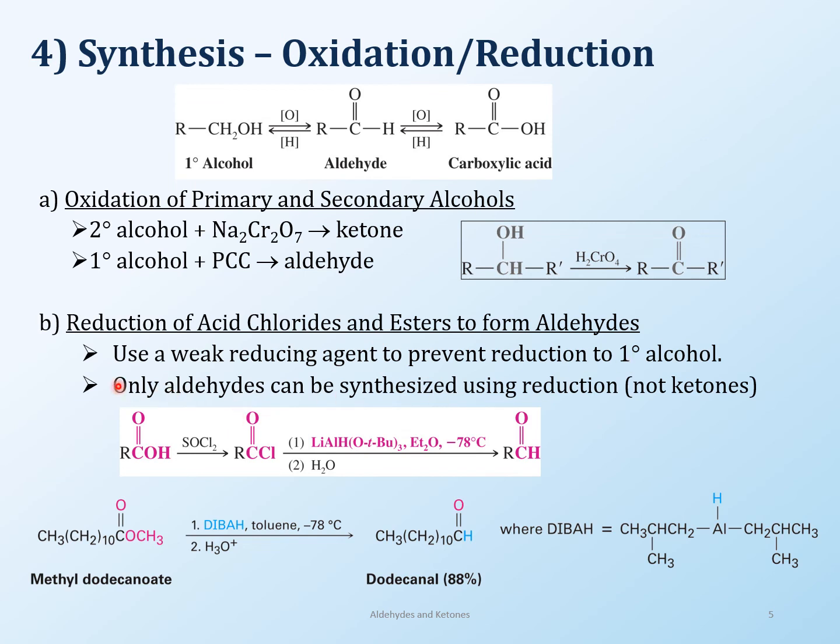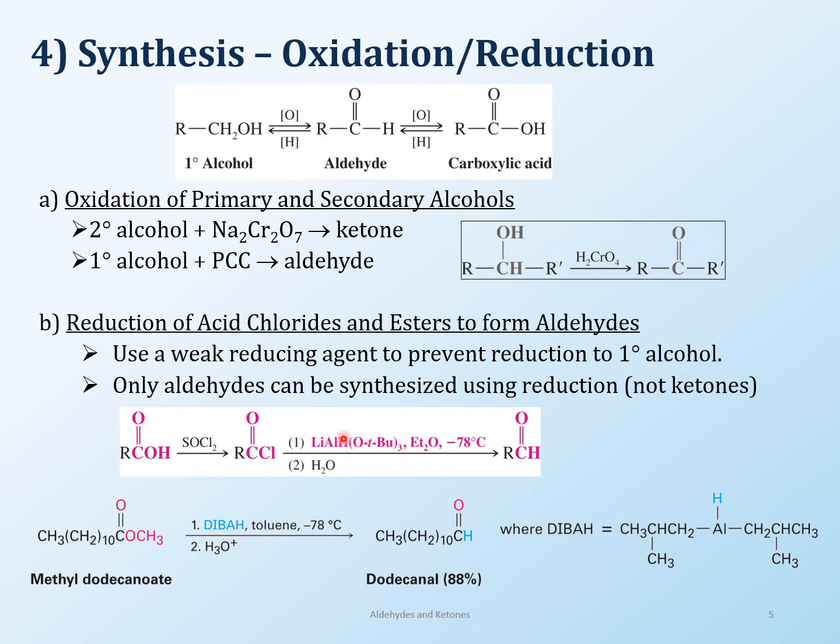Use a weak reducing agent so that you don't go all the way to the primary alcohol. A weak reducing agent is given to you right here, DIBAL. It's written like this, which is diisobutyl aluminum hydride. These are the isobutyl groups over here, aluminum hydride. It can be written this way. This is the short form for it, and this is the long form. This is the actual reagent. You should be able to recognize all of these as reducing agents. That's what they are.